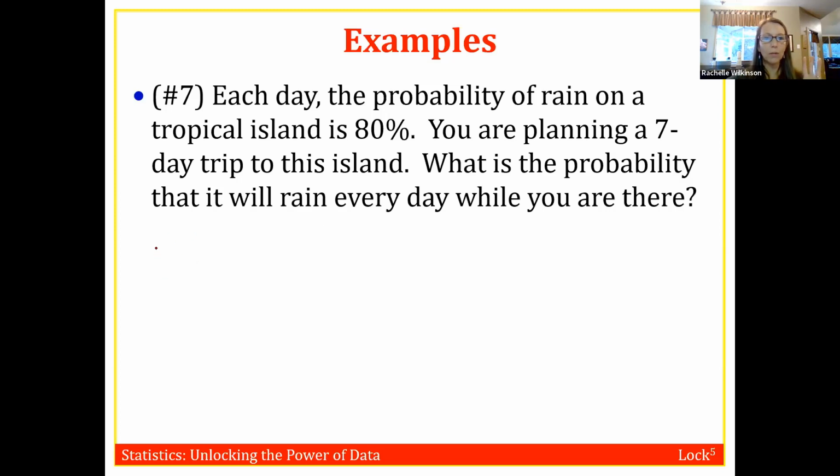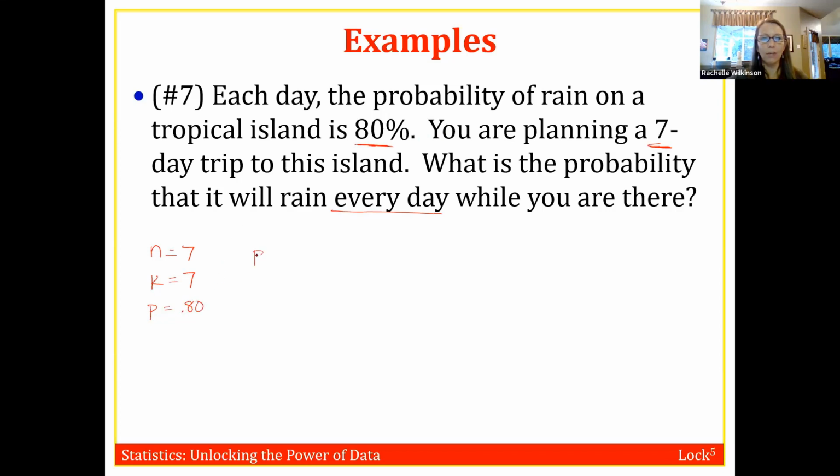Okay, so remember that we always want to write down N, K, and P before we get started. So I'm going to write down N, K, and P. N is the number of trials. And in this case, we're planning a 7-day trip to the island. So N is 7. K is the number of successes. In this case, a success is rain. And it says it's going to rain every day, which means that the number of successes is also 7. And P then would be the probability of rain, which on this island is 80% or 0.80.